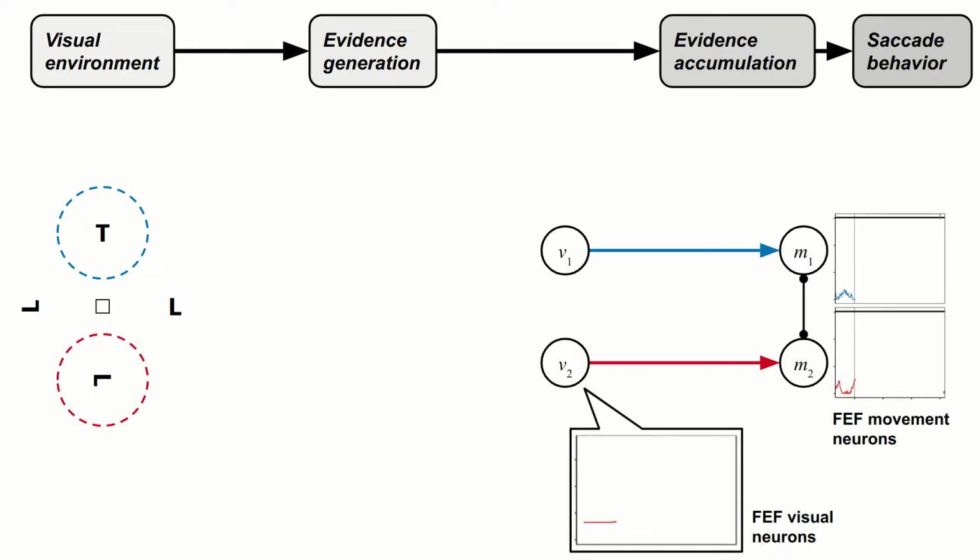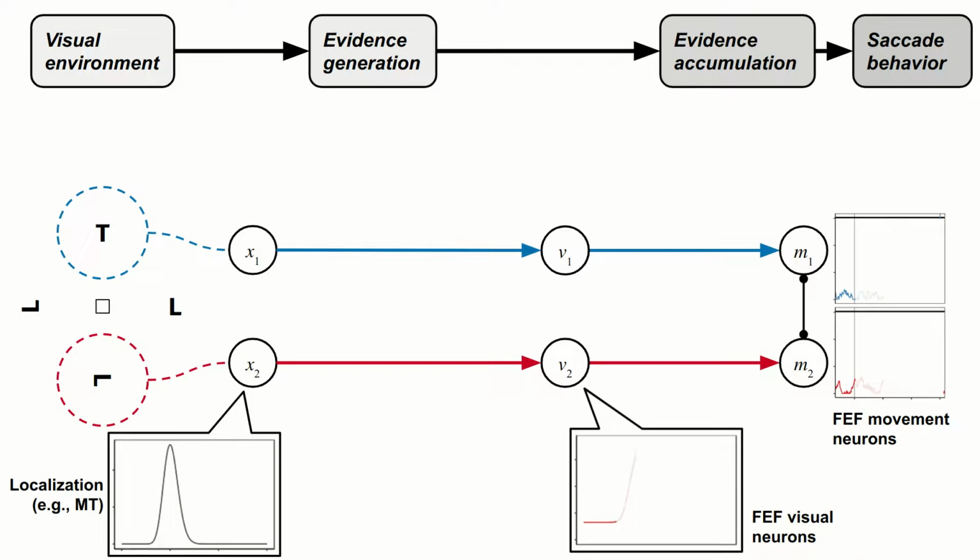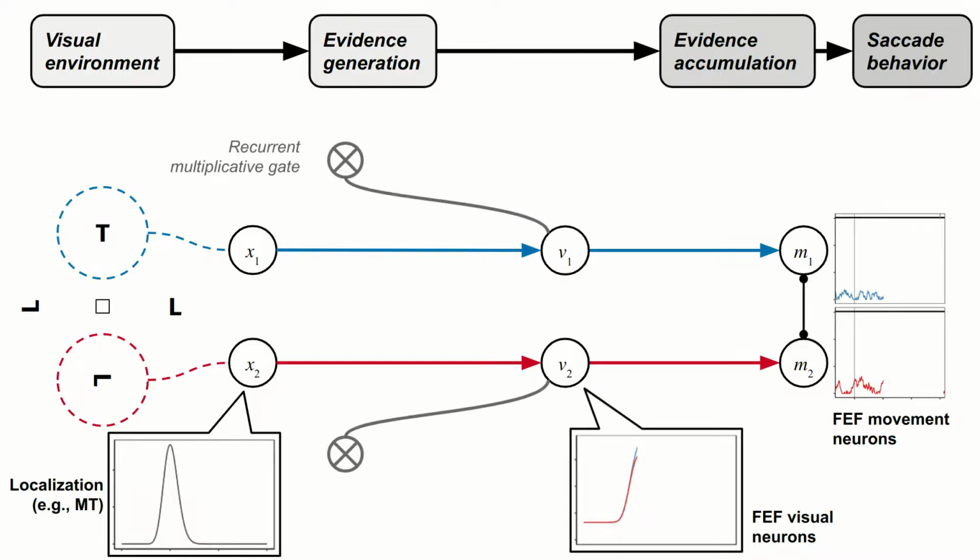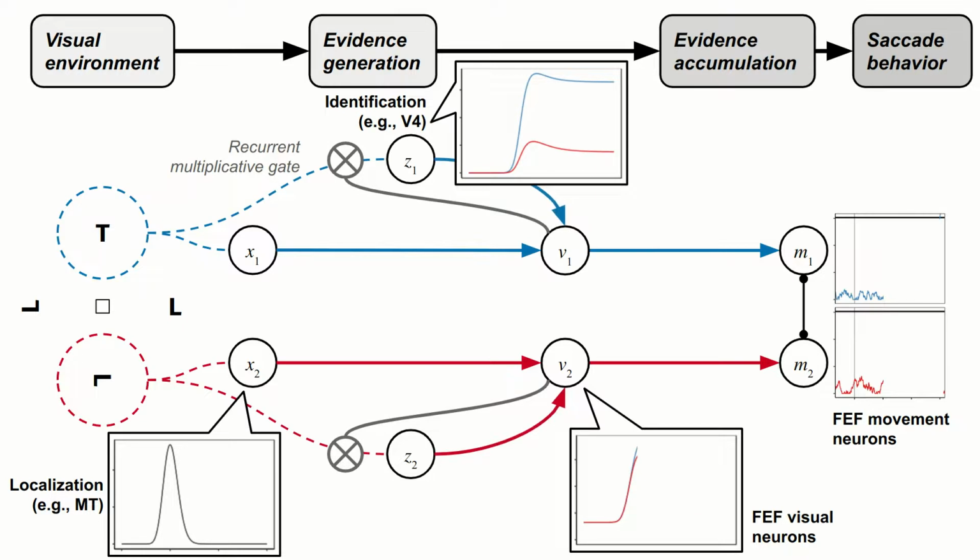When an object appears in the receptive field of an FEF visual neuron, areas like MT send a pulse-like localization signal indicating that something is there. This causes the FEF neuron to spike more, whether the object is a target or distractor. This increased FEF activity acts as a recurrent multiplicative gate, telling areas like V4 and temporal areas to compare the features at that location with those of the search target.